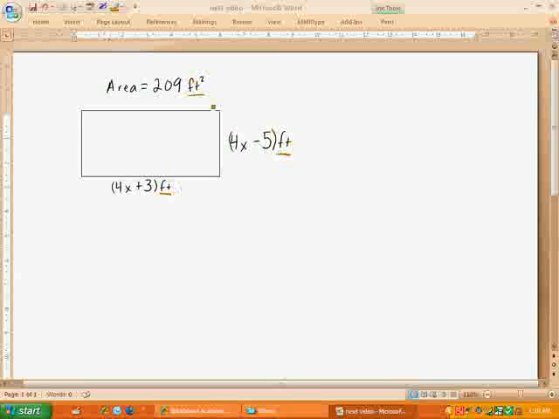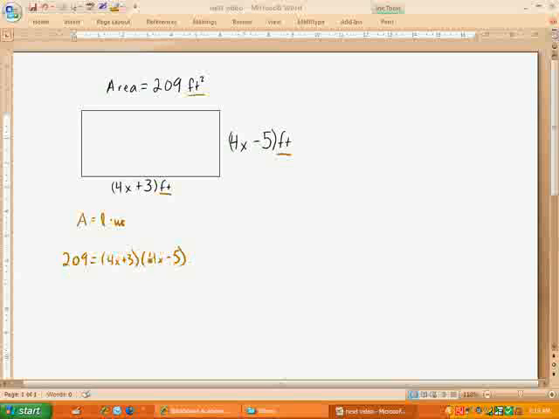the same similar units. So I'm going to go ahead and write out that my area is equal to my length times my width. Okay. Now my area is 209, which is going to be equal to the length, 4x plus 3, times the width, 4x minus 5.